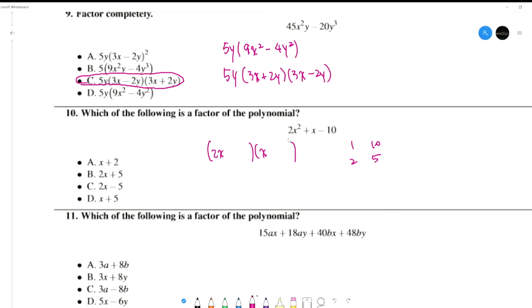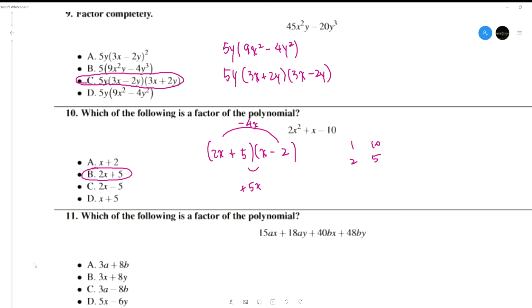So I have to think about my outer. One of them is negative, right? And my outer plus the inner has to add up to 1x. So I'm going to go with the 2 and the 5. If I put the 2 here and the 5 there, I see my outer is 4x, and my inner is 5x. Since I'm going for plus x, the 5x needs to be positive and the 4x needs to be negative. So this is plus 5 and minus 4 there. So that gives me 2x plus 5, which is b. x minus 2 is not listed here. So it's just 2x plus 5 that is the solution.